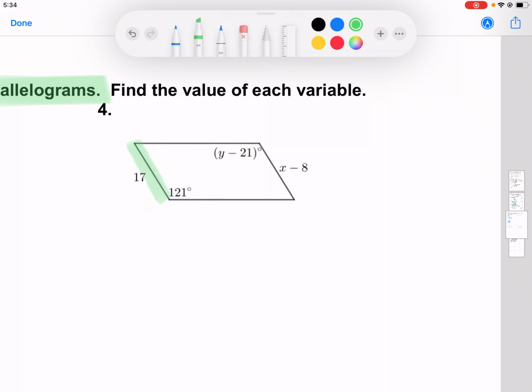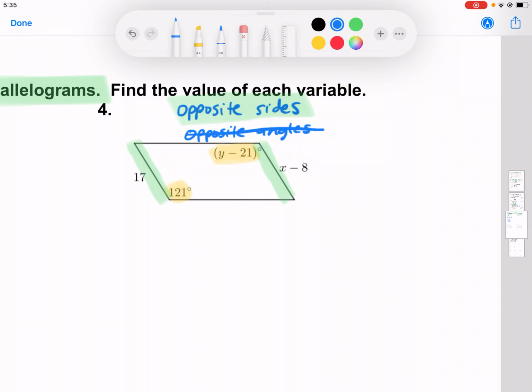We've got this right here, the 17 and the x minus 8. Let's start with that. We have opposite sides. And then in yellow, we've got opposite angles because they're across from each other. They don't share a same segment. Oops, shouldn't cross that out. There we go. So opposite sides are equal. Those are equal, and so are opposite angles.